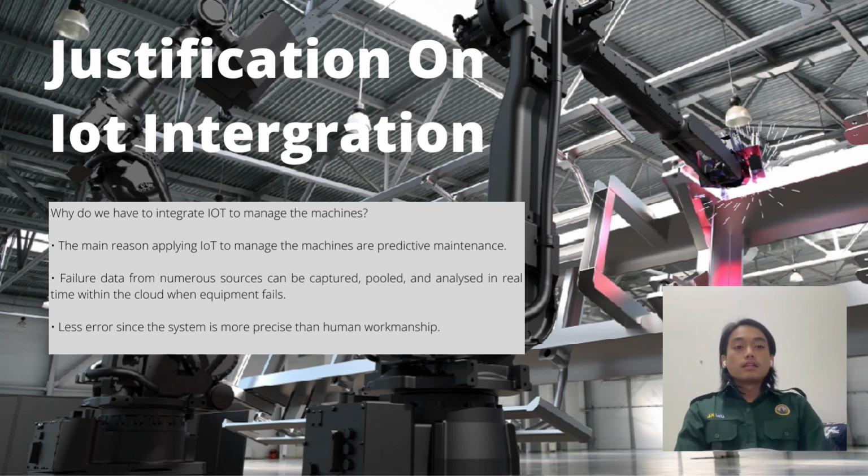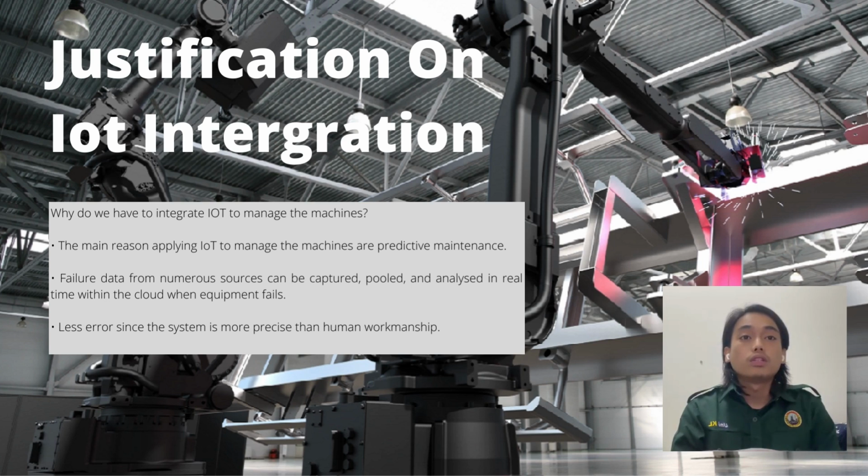Justification on IoT integration. Why do we have to integrate IoT to manage the machines? The main reason we apply IoT to manage the machines is predictive maintenance. Predictive maintenance is the primary reason for using IoT to manage the machines, rather than performing periodic calendar-based inspections and component replacements.